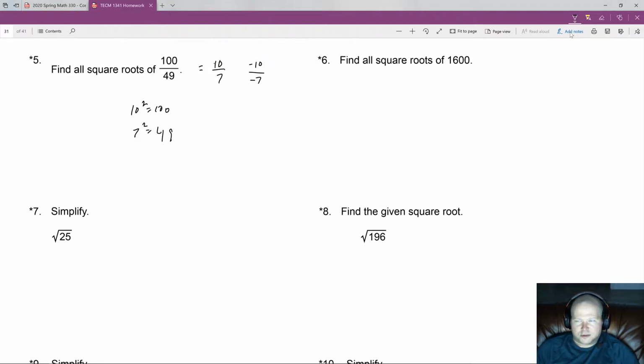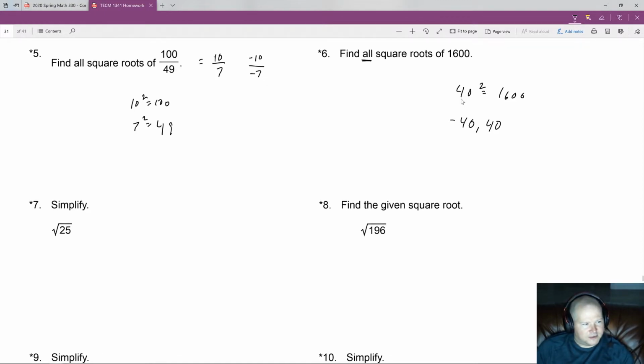Find all the square roots of 1,600. So the square root of that, you probably want to use a calculator for this, but the answer is going to be a 40, because 40 squared, 40 times 40 is 1,600. But they did say all square roots, so we have to include both the negative 40 and the positive 40.